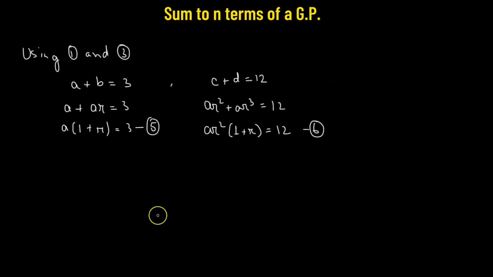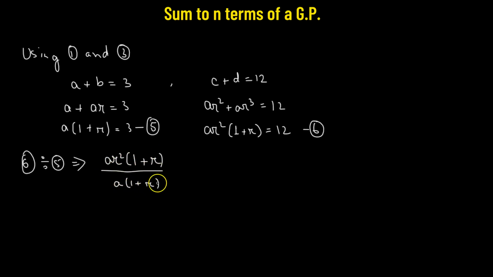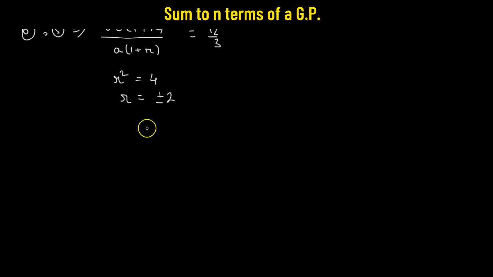Now we can divide equation number 6 by equation number 5. So we get ar squared multiplied by 1 plus r, divided by a times 1 plus r, equals 12 divided by 3. So we have r squared equals 4. So r will be equal to plus or minus 2. For ease of calculation, let's consider only the positive value of r. So let's say r is equal to 2. So we have obtained the common ratio.